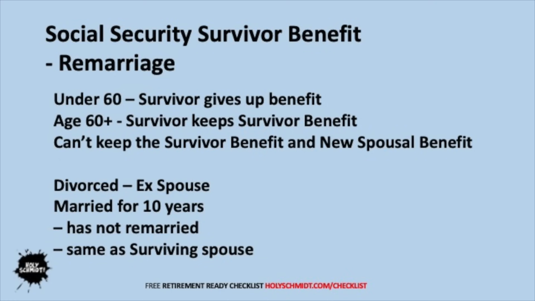Well, if the spouse is under 60, 50 if they're disabled, then the survivor benefit goes away. If they're 60 or older, then they keep the survivor benefit, but they can't take both the survivor benefit and the spousal benefit from their new partner. They have to choose one or the other. Finally, the divorced ex-spouse. The ex-spouse receives the same benefit amount as the surviving spouse if the ex-spouse has not remarried, or if they're age 60 or older when they do remarry.